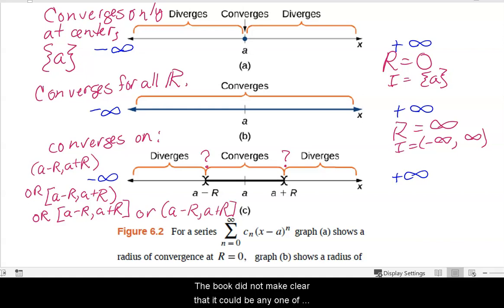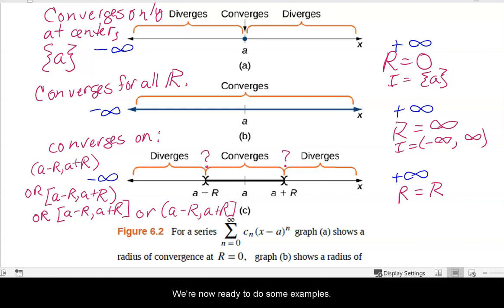The book did not make clear that it could be any one of these 4 possibilities, that it doesn't converge at either endpoint, so it is an open interval of convergence, or it is closed on the left endpoint but open on the right, or it is closed at both endpoints or open on the left and closed on the right. It could be any of these 4 possibilities. In this case, we say that the radius of convergence, of course, is just the value of r, and the interval of convergence will be one of these 4 possibilities.